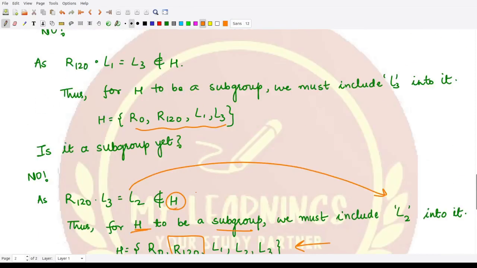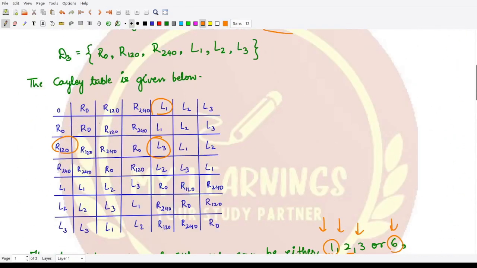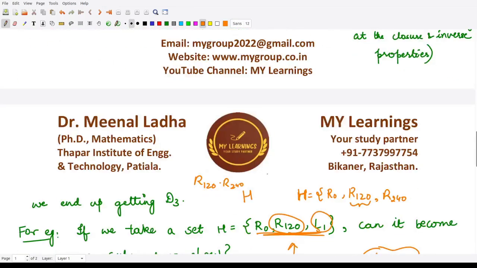So you see, we tried to make a subgroup of order 4 here. You can try by taking different elements, for example, you can start by taking R0 and R120. Let me show you here. The inverse of R120 should be there. What is its inverse? It is R240, as we have just seen. Now what is R120 composed with R240? Let's have a look. R120 composed with R240 is R0, which is also already present here. And the inverse of R0 is R0.